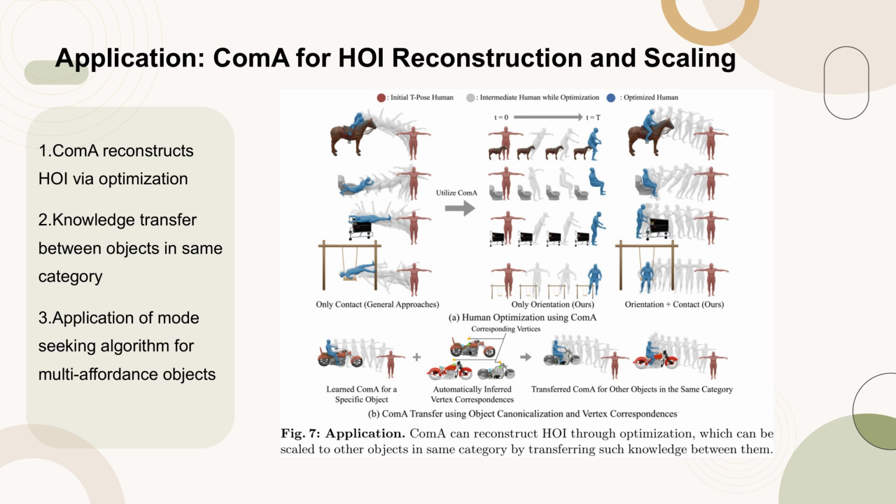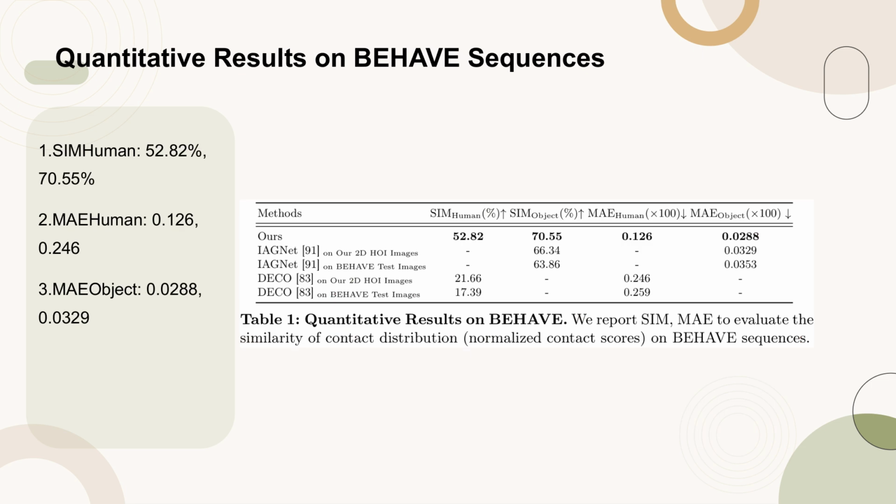Additionally, the figure demonstrates the transfer of ComA learned from a specific object to other objects with different geometries through object canonicalization and finding vertex correspondences, thereby scaling the human optimization task to other objects in the same category without additional learning. Table 1 presents the quantitative results on Behave sequences, focusing on the similarity of contact distribution as evaluated by SIM and MAE metrics.